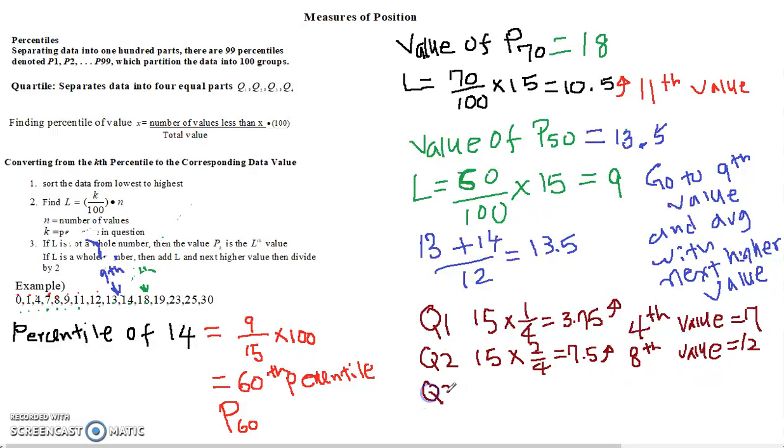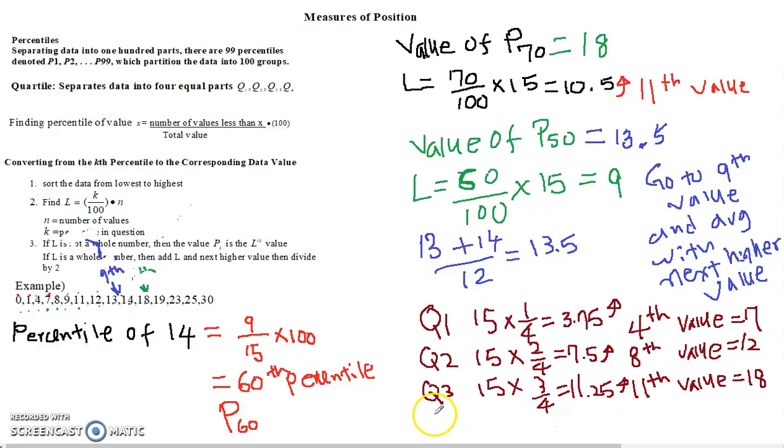And the Q3, same thing. You got 15 times 3/4. So you got 15 times 3 divided by 4. I get 11.25. So if you apply the roundup rule, 0.25 is not greater than 0.5, so it's going to be the 11th. We're going to discard that one. 11th value, right? So that would be 1, 2, 3, 4, 5, 6, 7, 8, 9, 10, 11. So that would be 18.